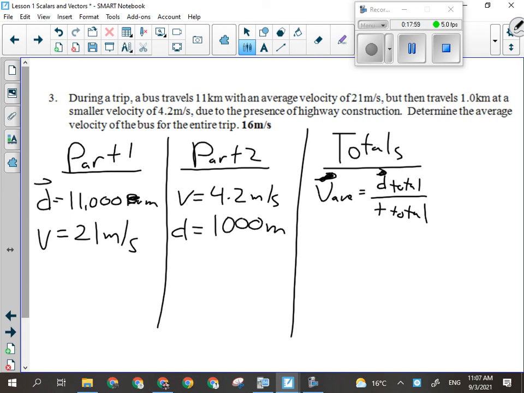All right, questions so far? Okay. So I want to have total distance and total time. Well, the total distance I have already. Okay, I've got the distance for each part. I know that the total distance here is going to be 12,000 meters. What I don't have is the total time, because I don't have the time for either section.